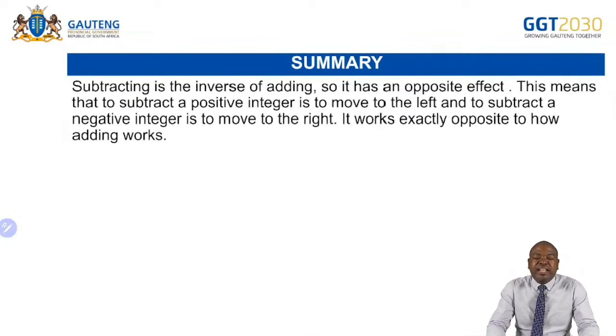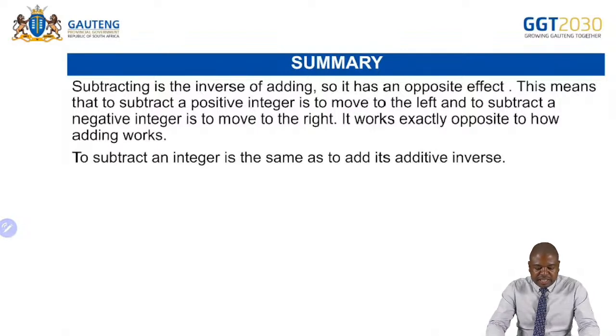We also learned that subtracting is the inverse of adding, so it has an opposite effect. This means that to subtract a positive integer is to move to the left, and to subtract a negative integer is to move to the right when using a number line. It works exactly opposite to how adding works.